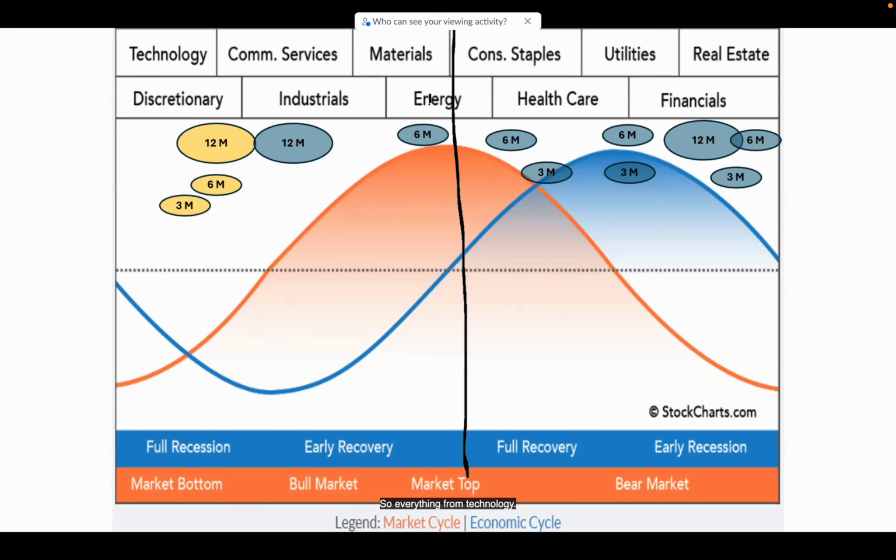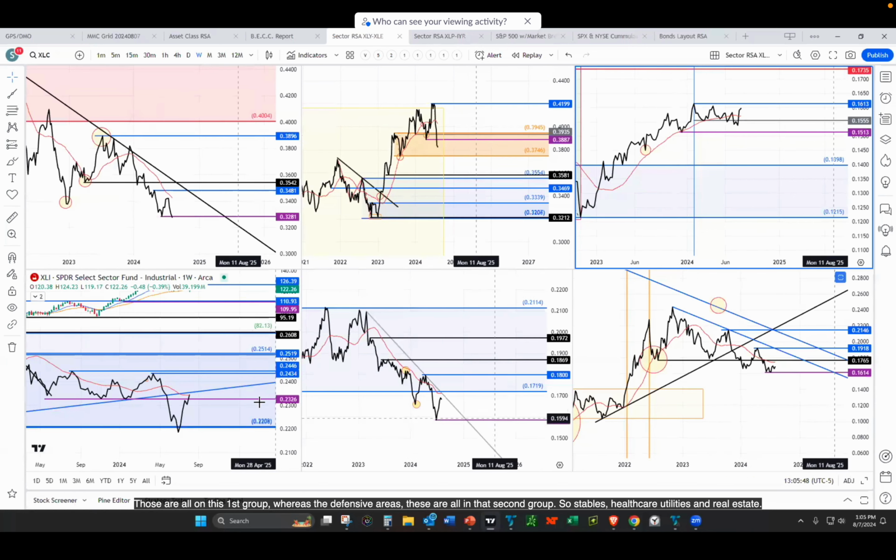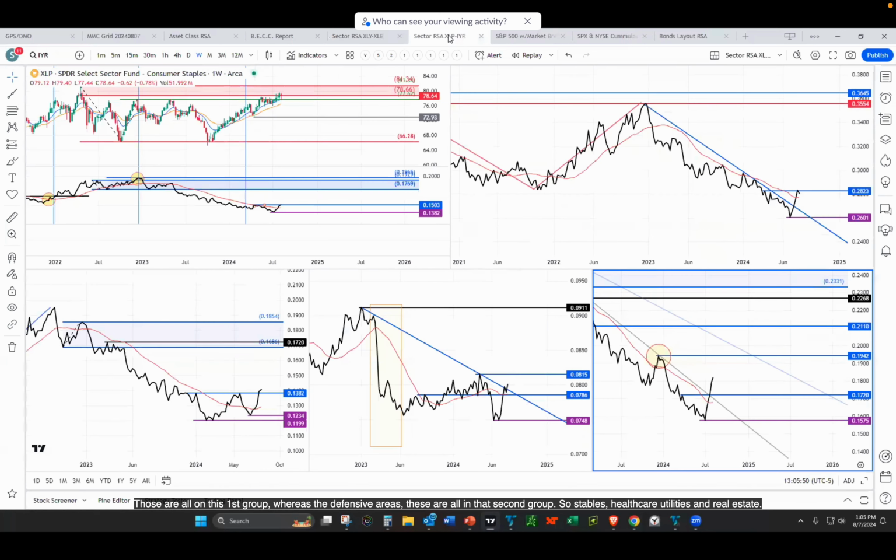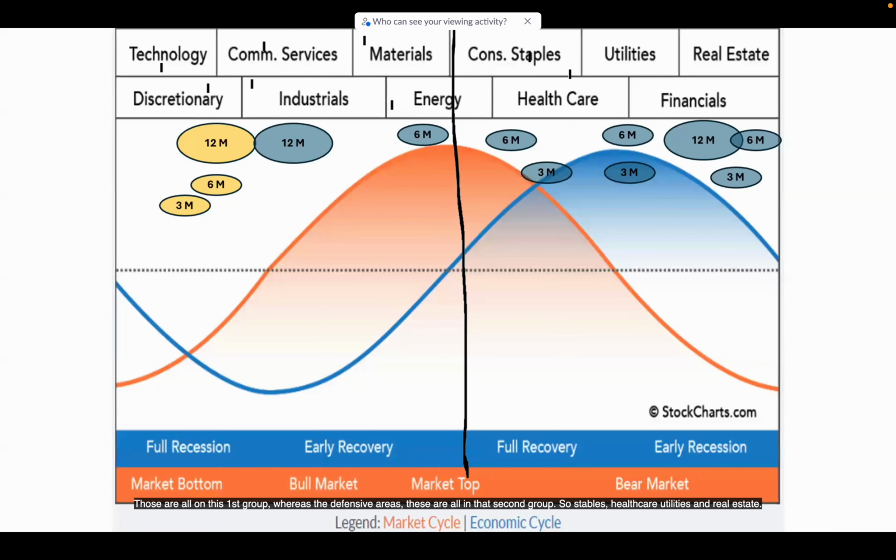Okay. So everything from technology, consumer discretionary, industrials, communication services, materials, and energy, those are all in this first group. Whereas the defensive areas, these are all in that second group. So staples, healthcare, utilities, financials, and real estate.